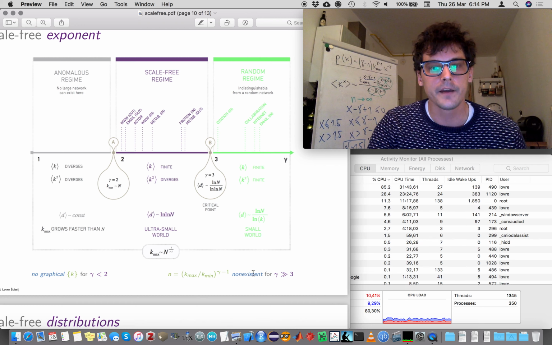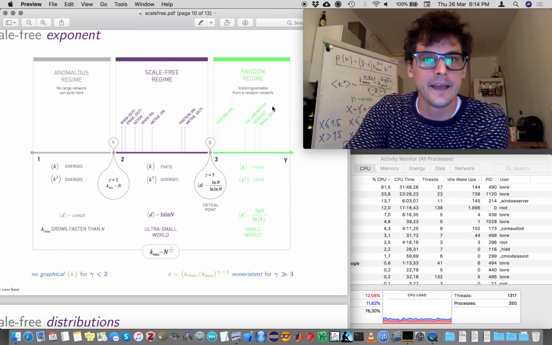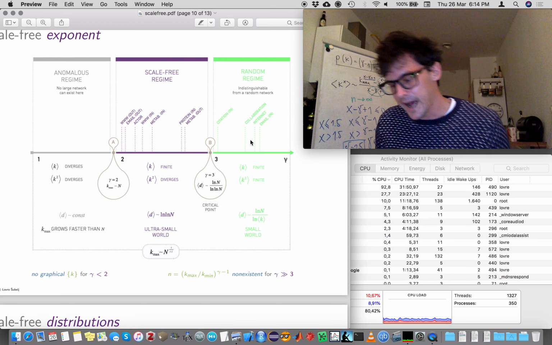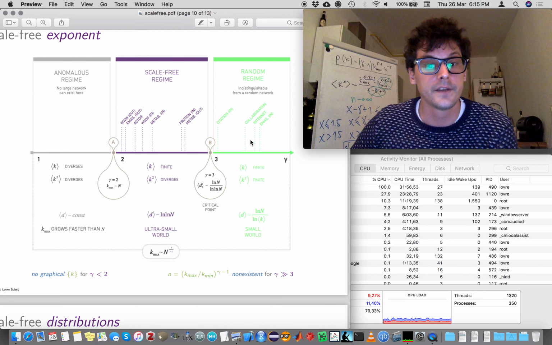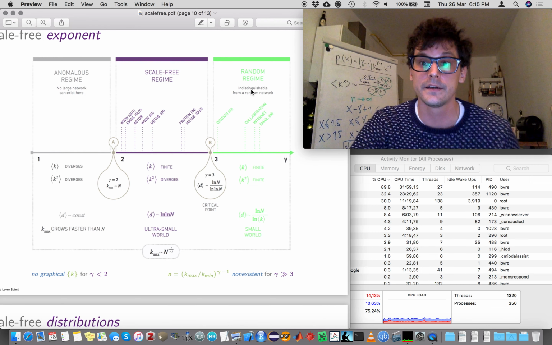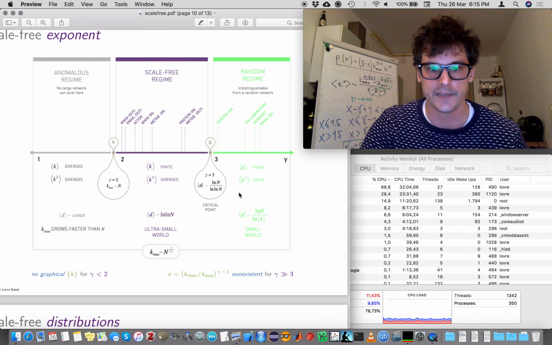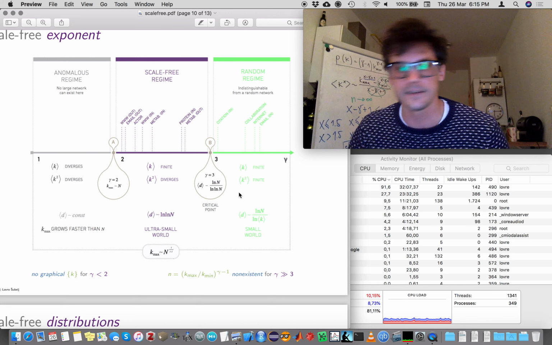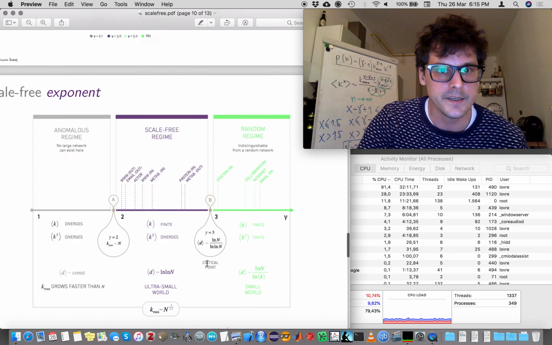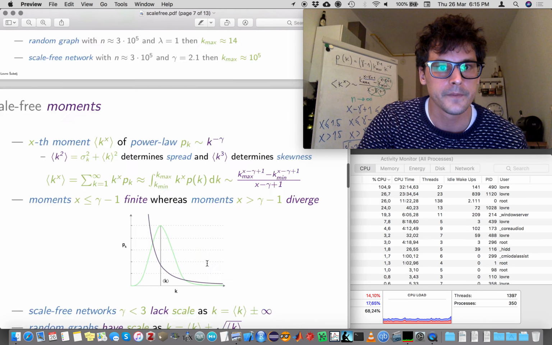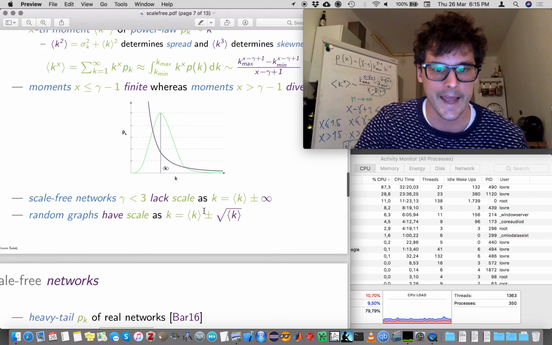Now, finally, this right-hand side is telling you that when gamma is larger than 3, the real network or the scale-free network will be indistinguishable from a random network. And why is that the case? Look at this formula here, which is the formula that we have derived, just that you isolate n.